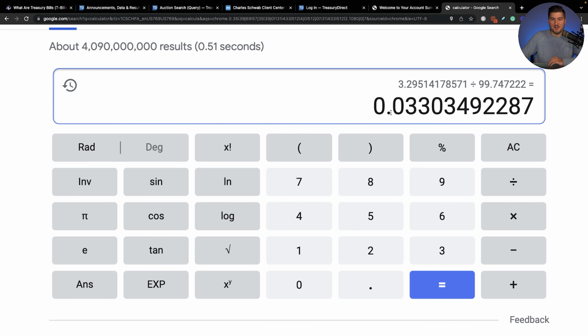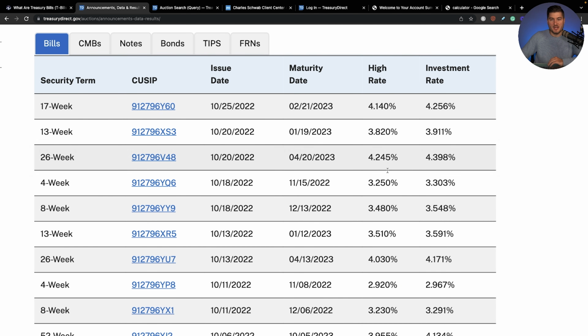So remember this number. You move the decimal place over once, twice, tens, hundreds, multiply it by 100. This should be the rate. It should be 3.303%. So if we go back here, what's the 4-week yielding? Boom, 3.30%. So that's how you figure out the math.